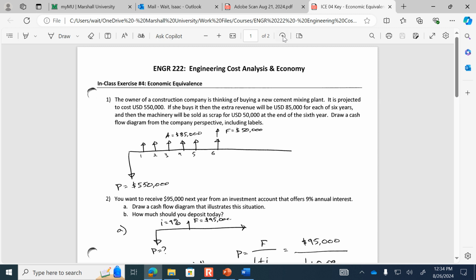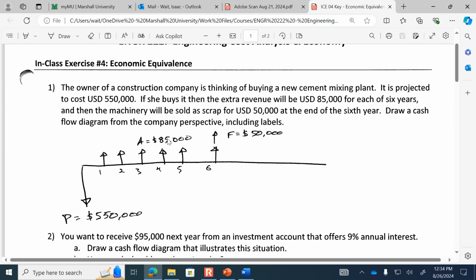Okay, so it's going to cost $550,000, so that's a single outflow at the present, because purchasing the equipment is the event that kicks off this series of cash flows. So it's at time 0, and then that equipment generates an extra revenue of $85,000 for each of 6 years. So 1, 2, 3, 4, 5, 6. Boy, that's a sloppy cash flow diagram. The arrows are roughly the correct height.